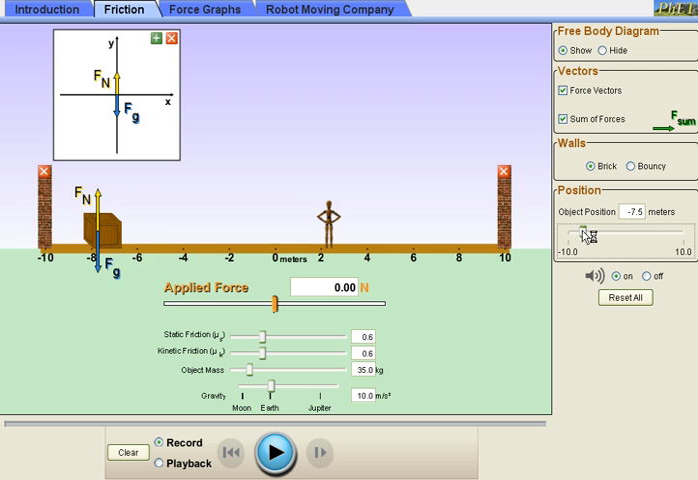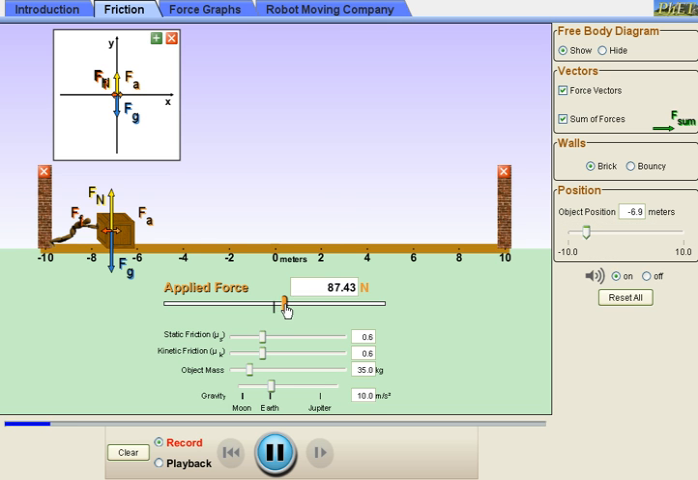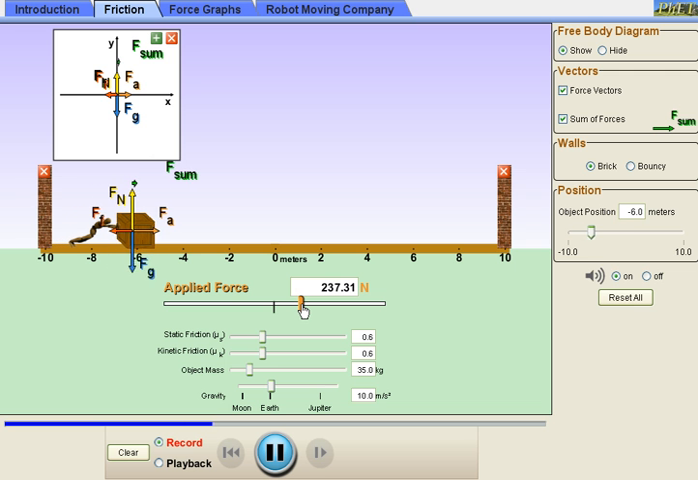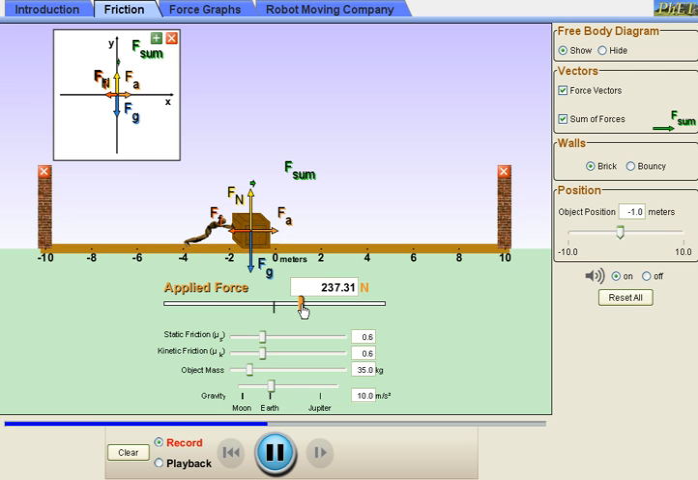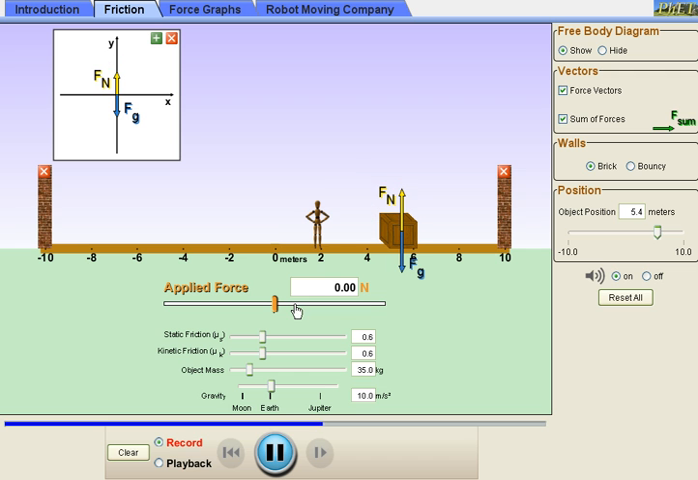We can also change the position of the crate. We can move the crate right, or we can move the crate left. Personally, I like to keep the crate to the left. The applied force is the dependent variable inside this investigation. As soon as a force is applied to the crate, you can see that there is a friction force that is also being applied as well. If I keep on increasing this, at some point the sum force will start to appear and the box will start to accelerate to the right.